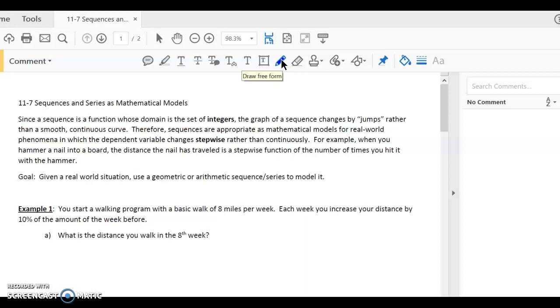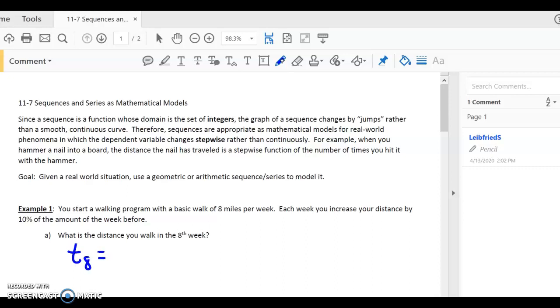You start a walking program with a basic walk of 8 miles per week. Each week you increase your distance by 10% of the amount of the week before. What is the distance you walk in the 8th week? So we're increasing by 10% of the original amount. We're not really adding 10%, we're multiplying. To the previous number, we're using 100% of the previous number plus another 10%, so we can multiply by 1.1.